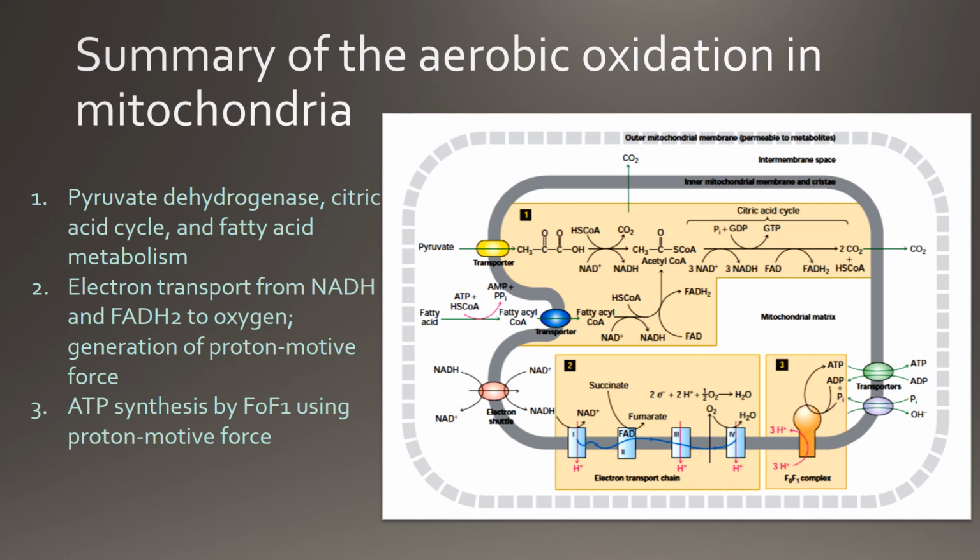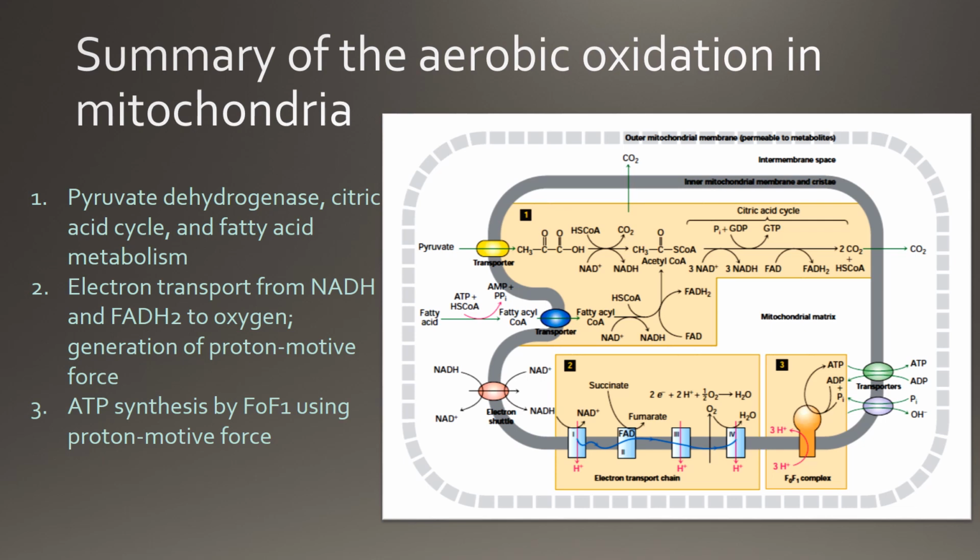NADH generated in the cytosol is not transported directly into the matrix because the inner membrane is impermeable to NAD plus and NADH. Instead, a shuttle system, red here, transports electrons from cytosolic NADH to NAD plus in the matrix. Oxygen diffuses into the matrix and CO2 diffuses out easily.